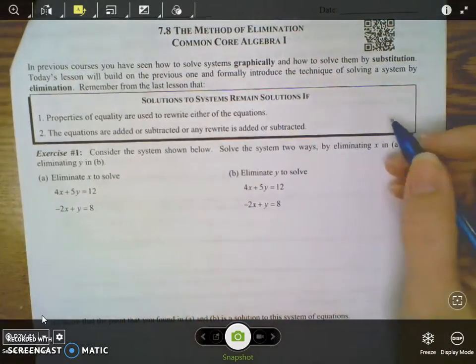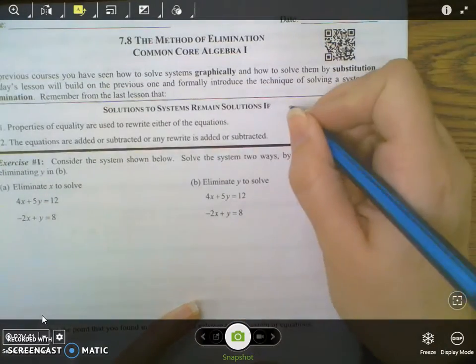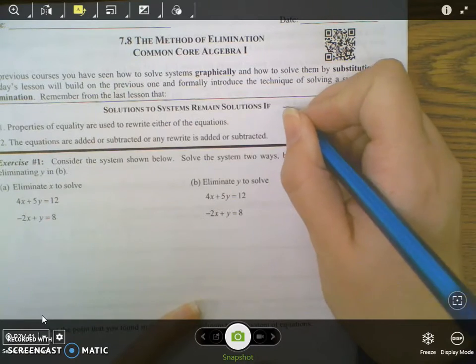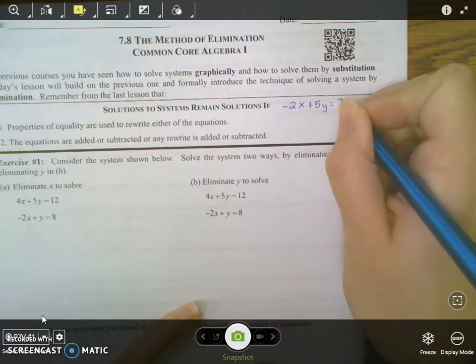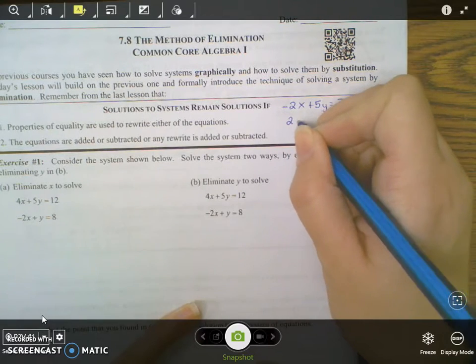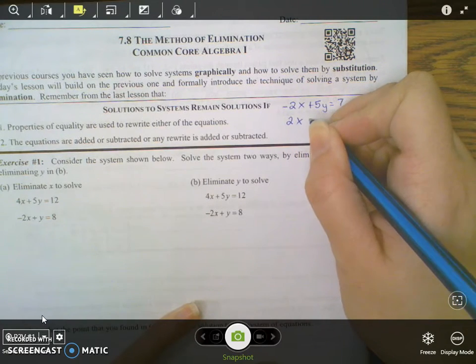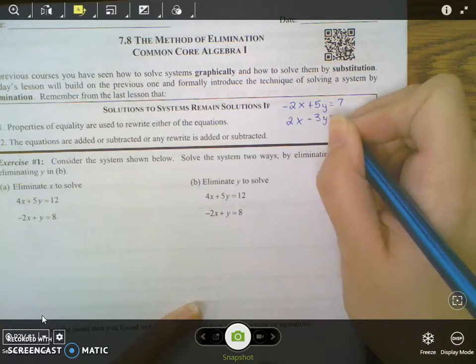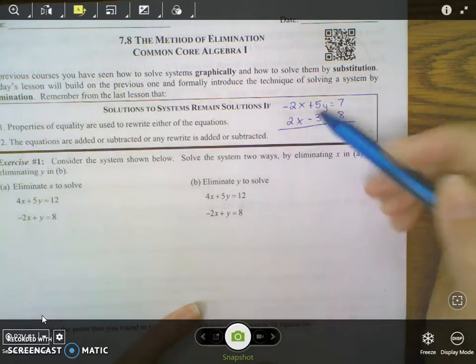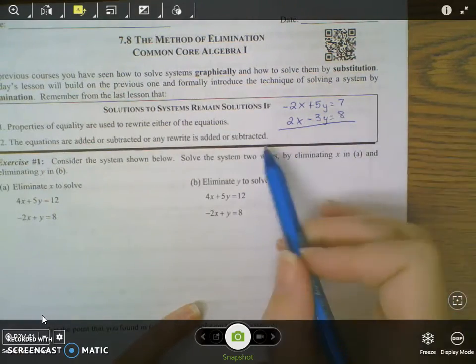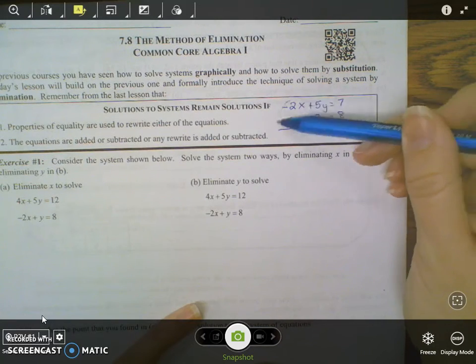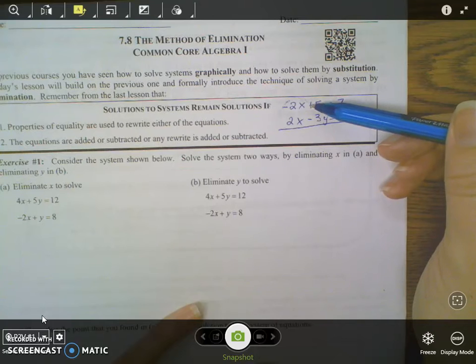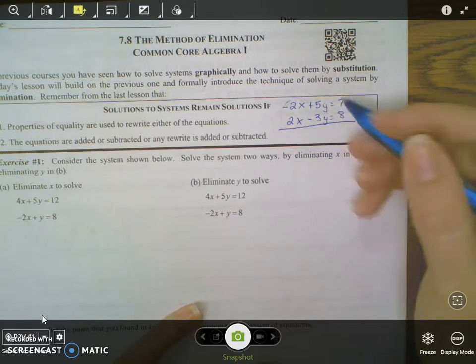So when we're doing elimination, I'll give you a little example. Let's say we had something like 2x plus 5y equals 7, and we had 2x minus 3y equals 8. If we had something like this, we would add these together. And because these are opposites, they would eliminate. We would no longer have an x, we would just have a y.